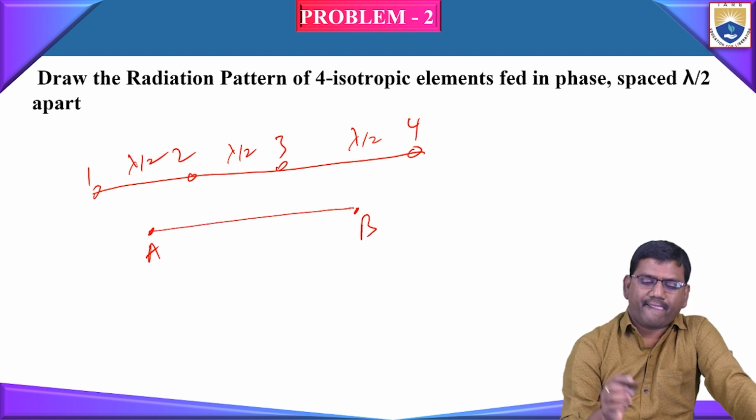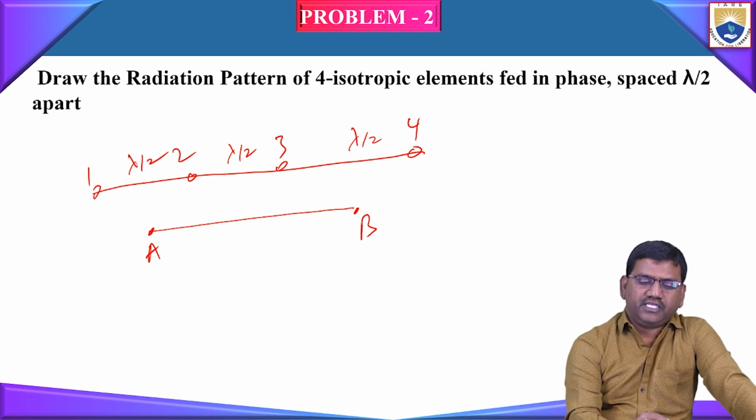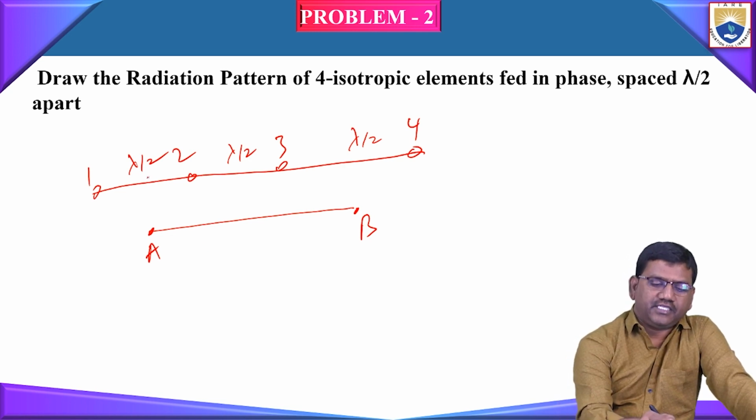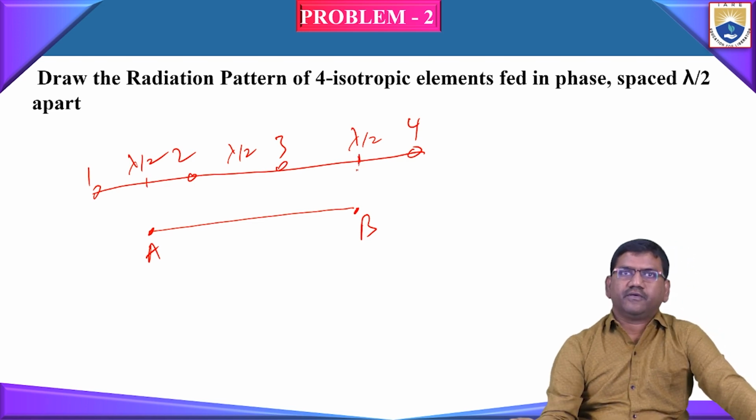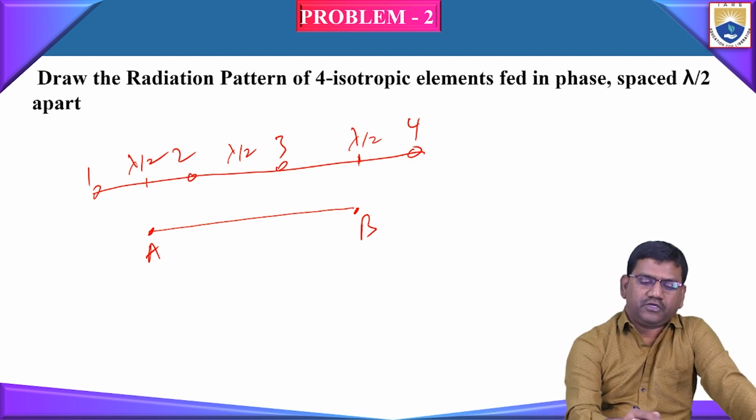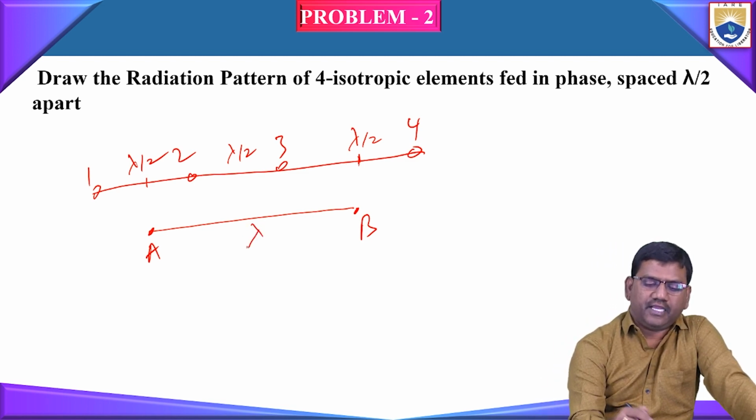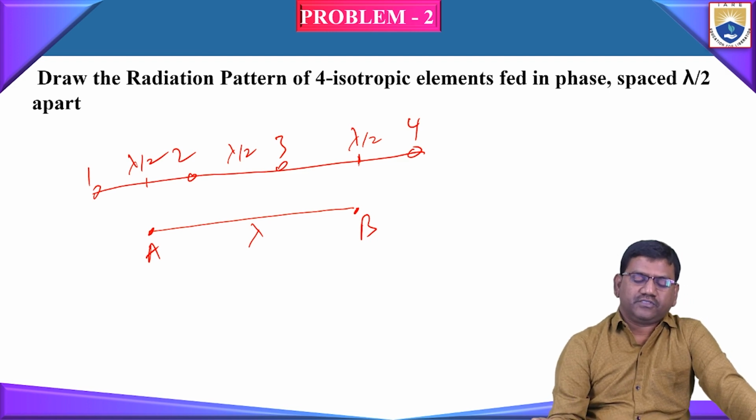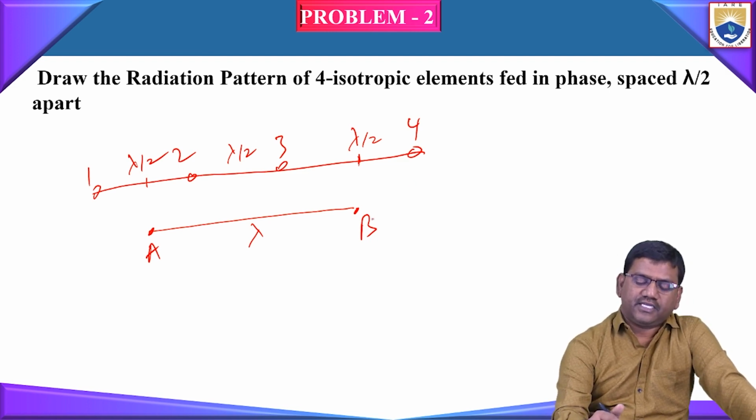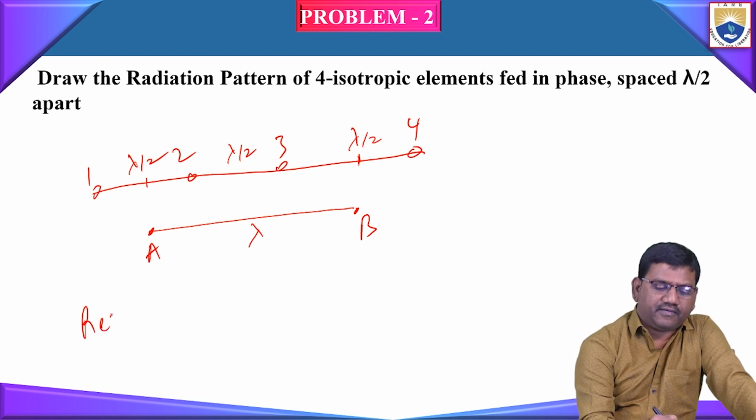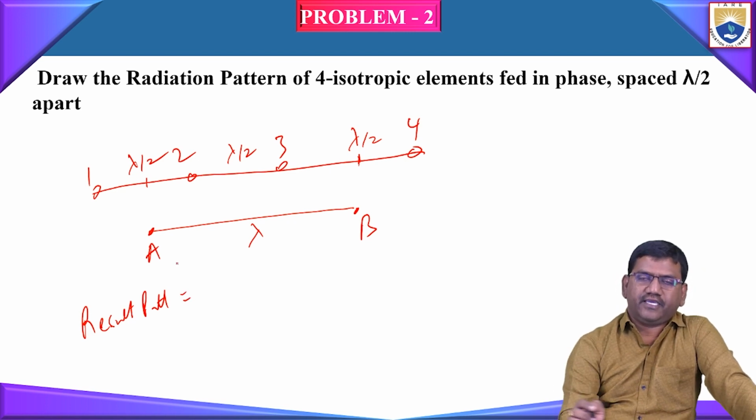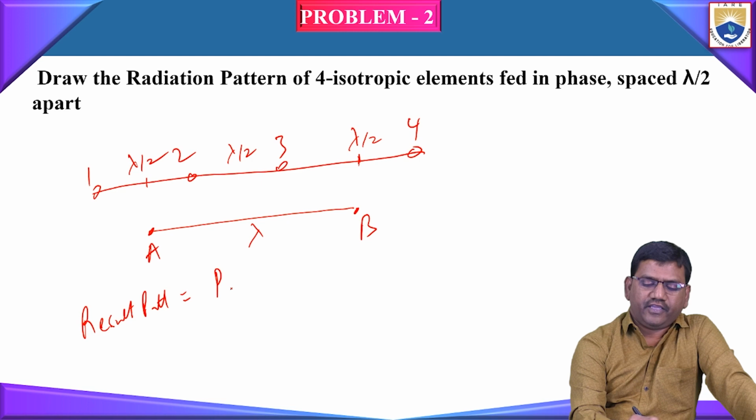So let us join these two. Now what is the length between A and B here? So here there is lambda by 4 up to here, and up to here it is lambda by 4. So lambda by 4 plus lambda by 4 you will get lambda by 2, and lambda by 2 plus lambda by 2 you will get lambda. So accordingly we can write the resultant pattern. What is the resultant pattern? The resultant pattern for this A and B is written as the pattern of A multiplied with the group pattern of A and B.